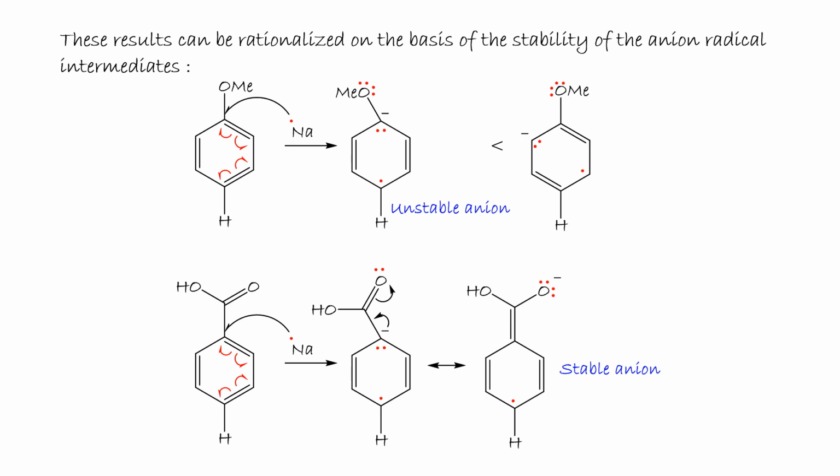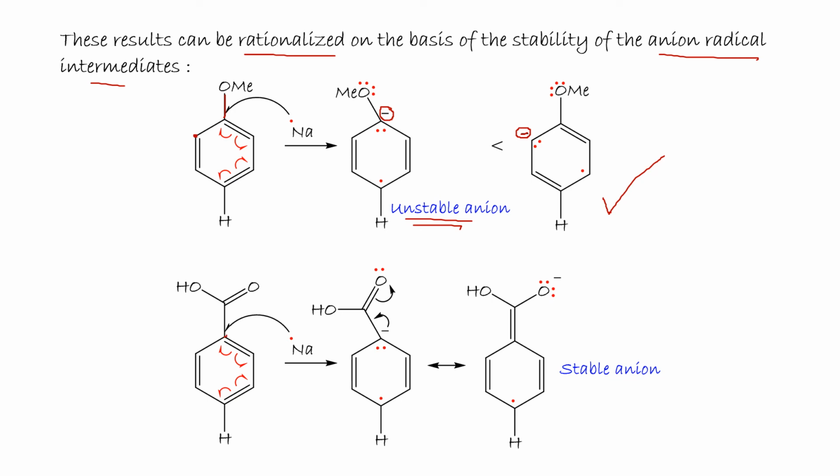This result can be rationalized on the basis of the stability of the anion radical intermediate. When we have a positive mesomeric effect, this anion will not be stable. Compared to if we reduce this carbon and form a negative charge in here, first step. So this one is favored and this one is unstable.